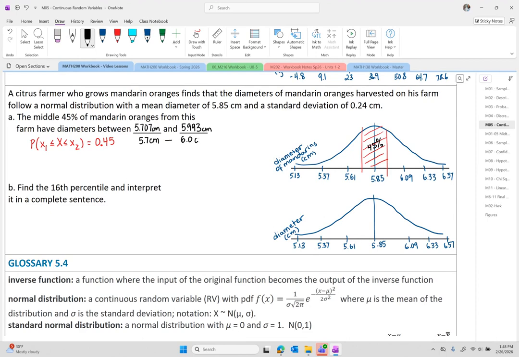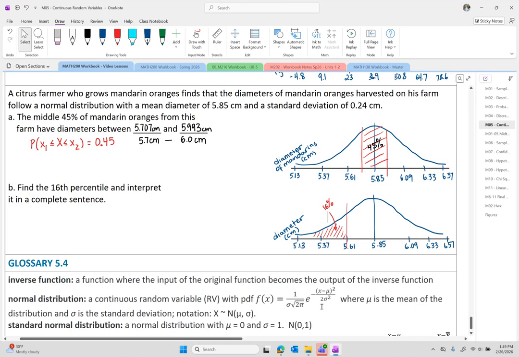6.0 centimeters. Find the 16th percentile and interpret it in a complete sentence. The 16th percentile is actually really close to 1 standard deviation below the mean. So they are asking us to find the value that has 16% of the values equal to or below it.